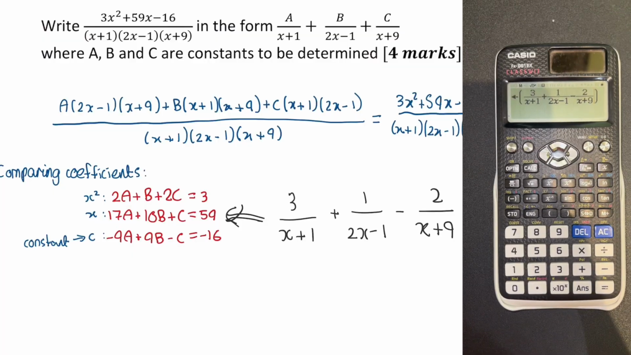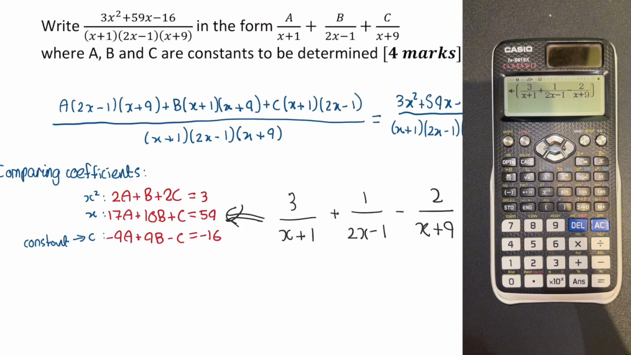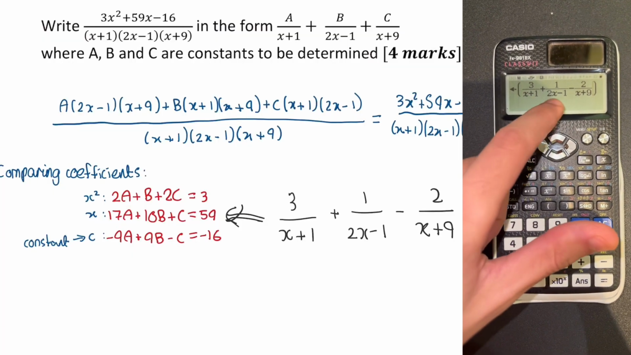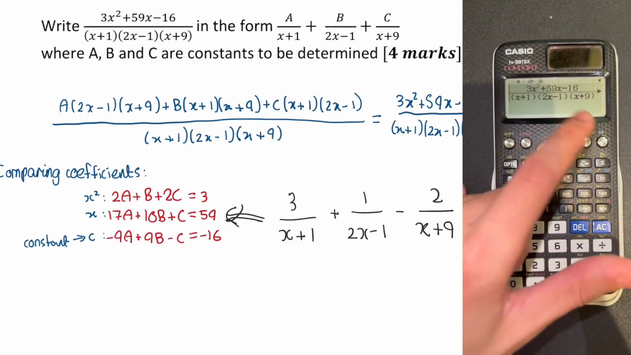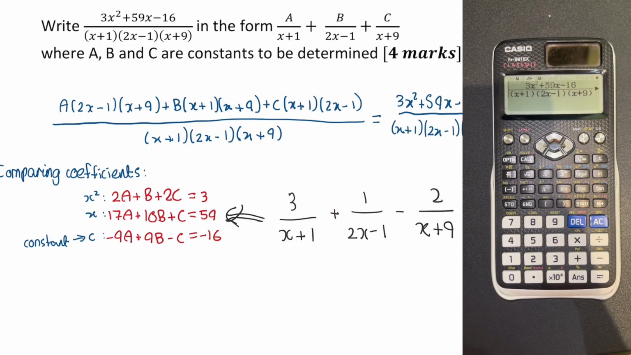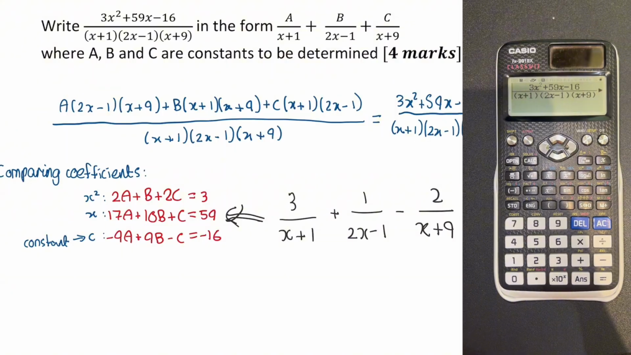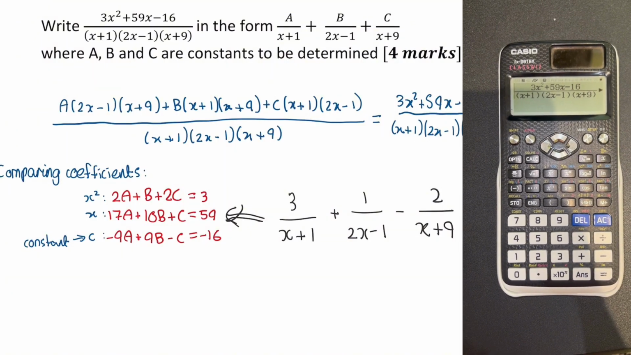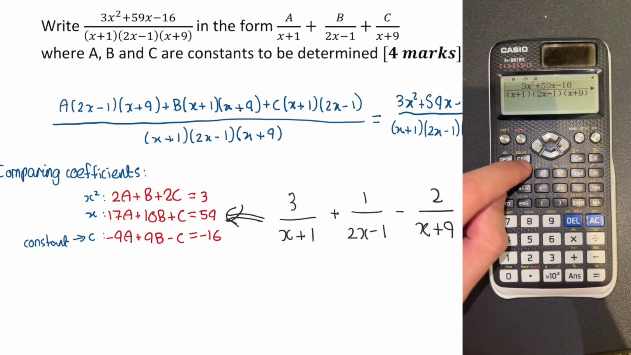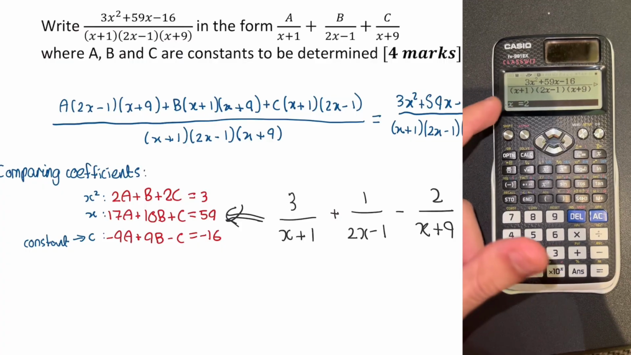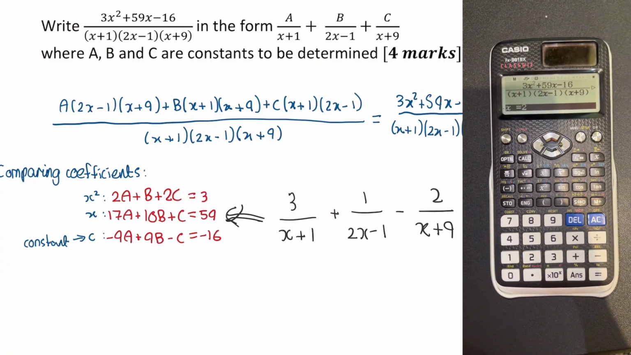Once you've written everything, what we're now going to do is sub in a random x value. This is because if our partial fractions are correct, then what we're saying is our original expression is equal to our partial fractions. So by subbing in a random x value, we should get this equal to 0. The way you do it is by pressing this calc button, then it lets you choose what x value to sub in.